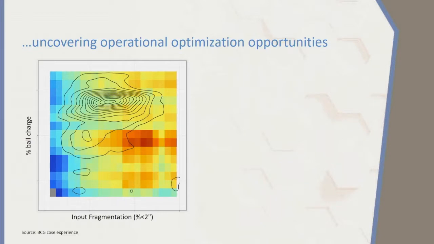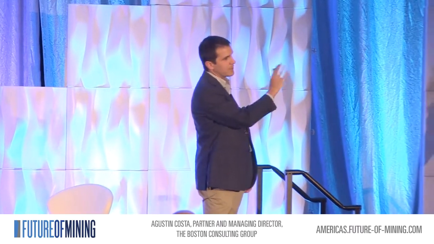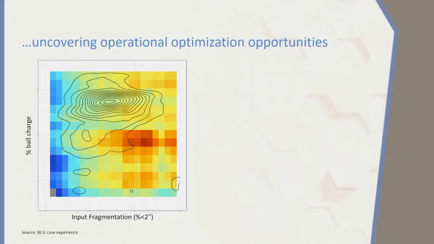This is a graph of ball charge, as I mentioned before, and input fragmentation. Input fragmentation, let's for now take it as an input for us guys in the SAG mill. It's an input from the mine. Okay? As you would expect, by the way, colors mark the level of throughput. So more red is more throughput, and more blue is lower throughput. As one would expect, higher fragmentation moves into the higher throughput of the SAG. Of course, because it has to grind for lower periods of time.